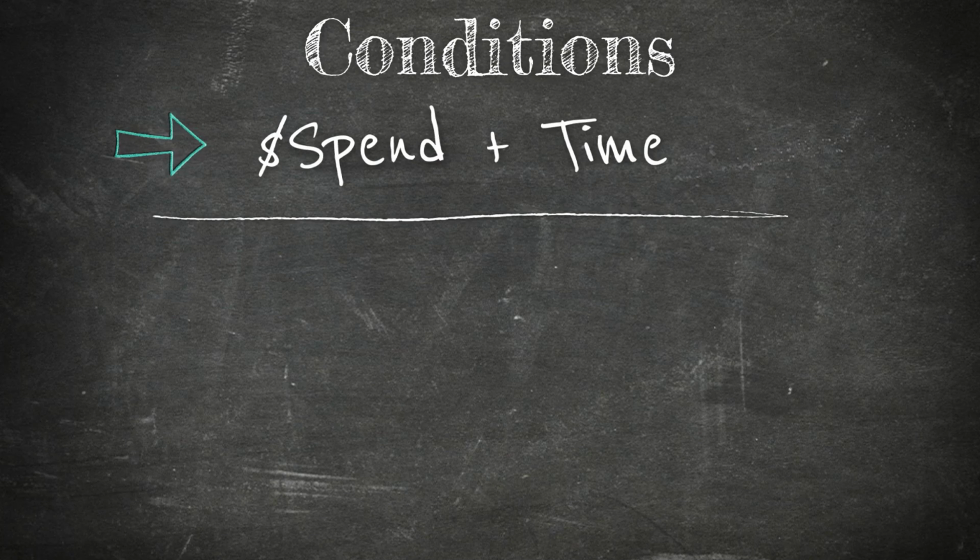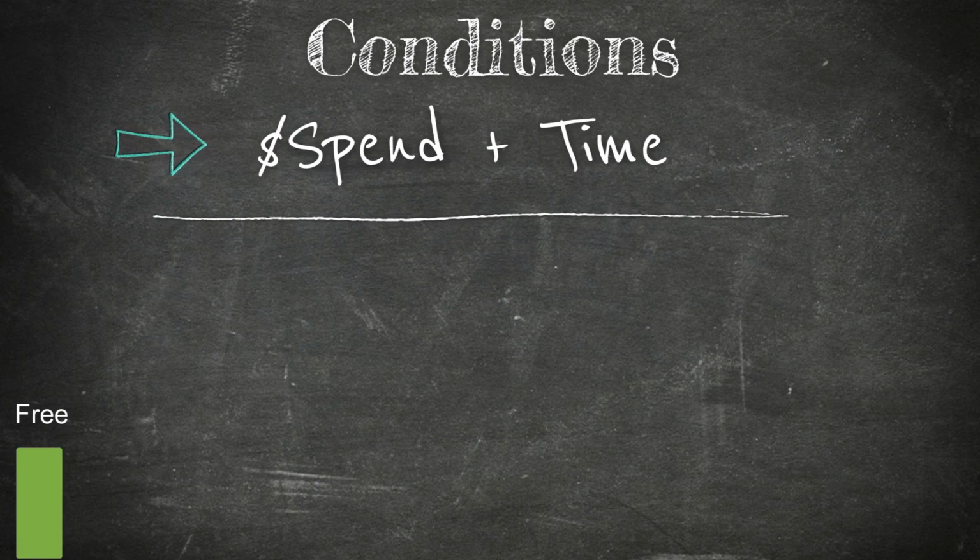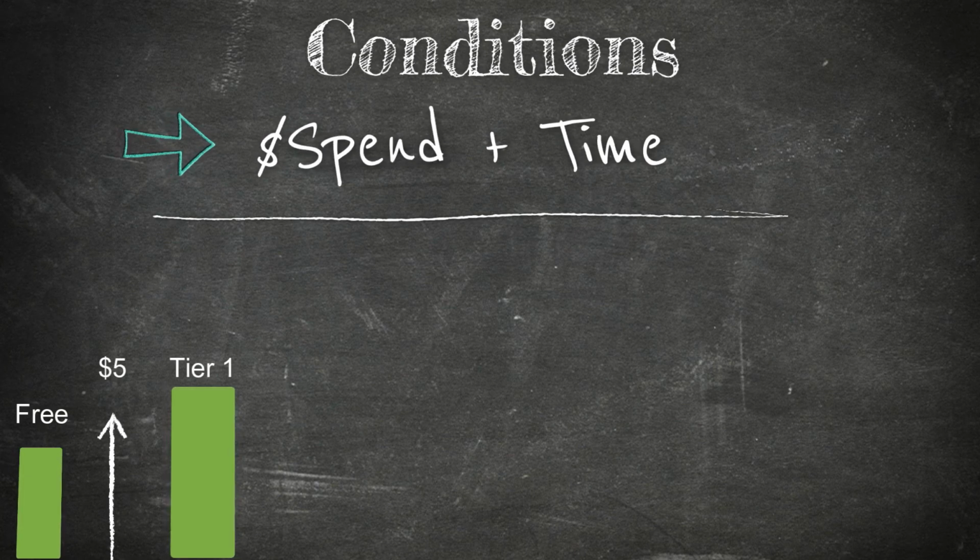How can you move from one tier to another? Basically, you have to meet certain conditions or criteria. To be in the free tier, the only condition is that you have to be in an available zone to use OpenAI. To move from the free tier to tier 1, you have to spend at least $5 on the API.